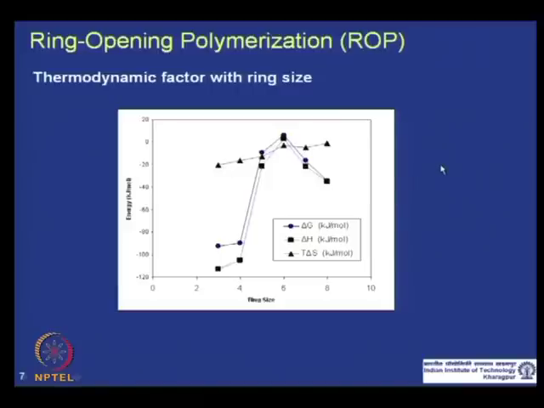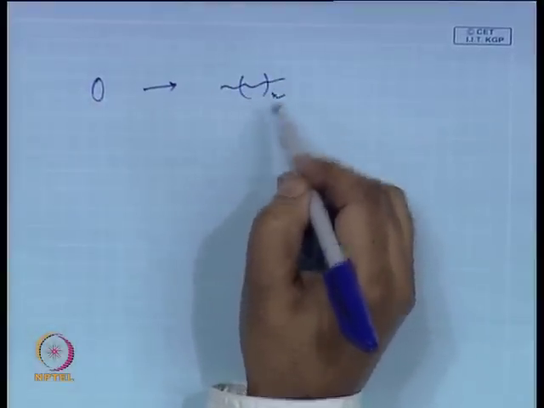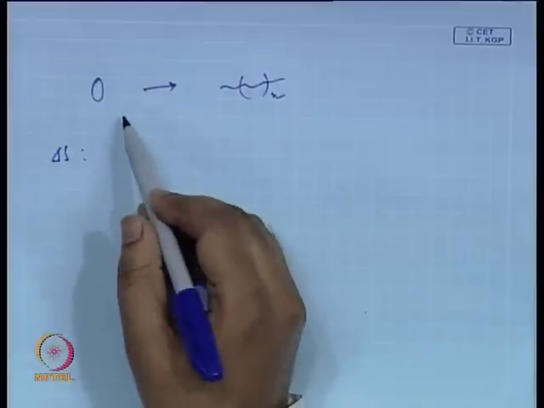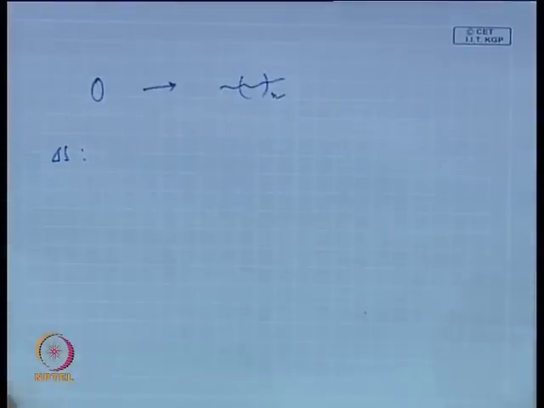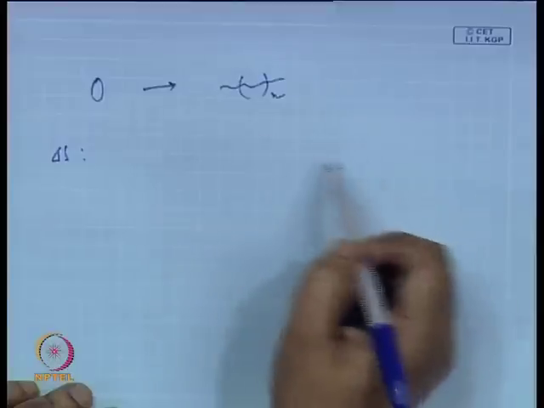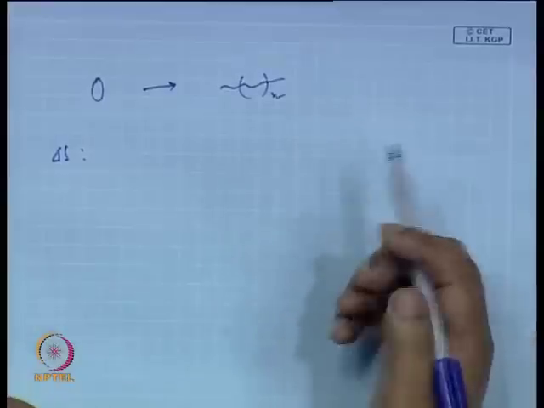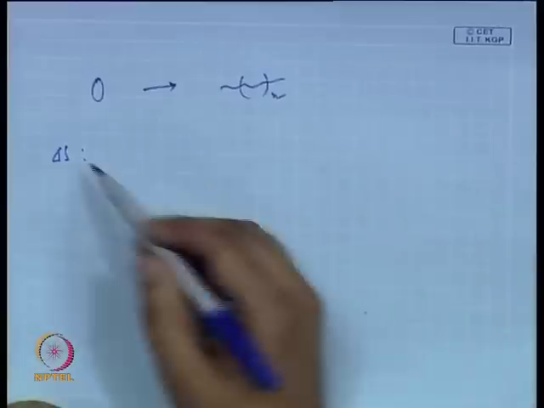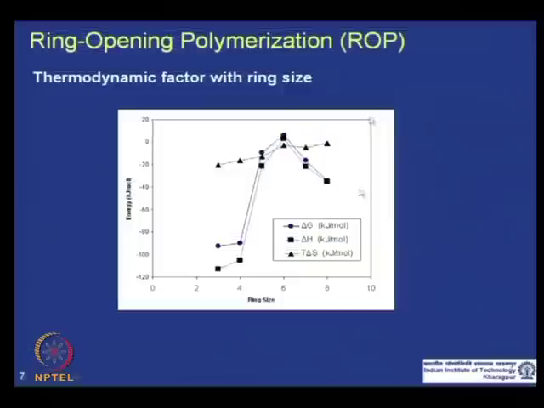And if you talk about linear polymers, first let us talk about del S. Now, del S will be negative because the monomers are getting joined and making a linear polymer. If you talk about the same molecular weight, obviously if you have a larger ring, you require fewer monomers to make the same length of polymer. So your del S would be less negative if your ring size is larger. If your ring size increases, your del S value is becoming less and less negative.